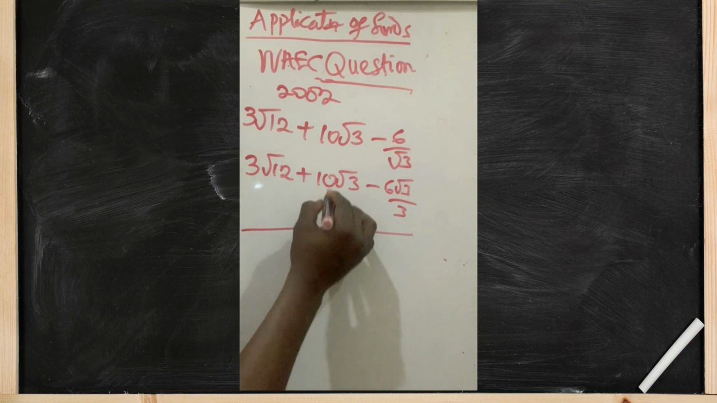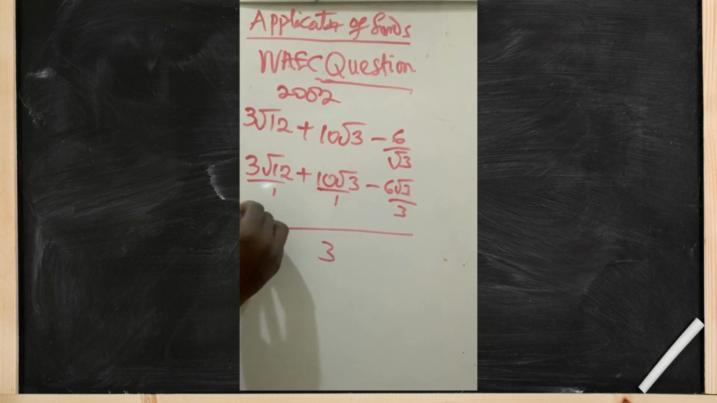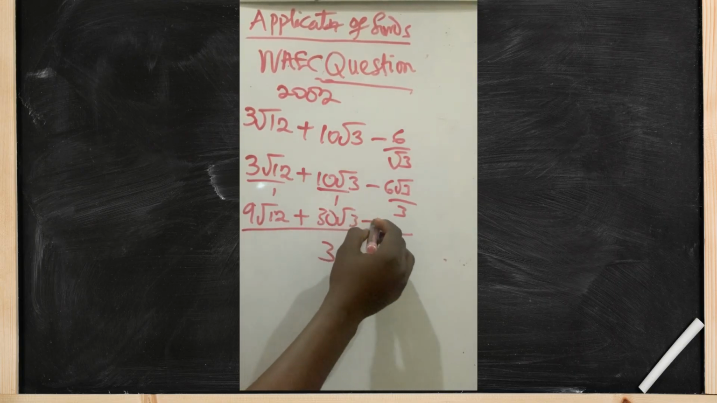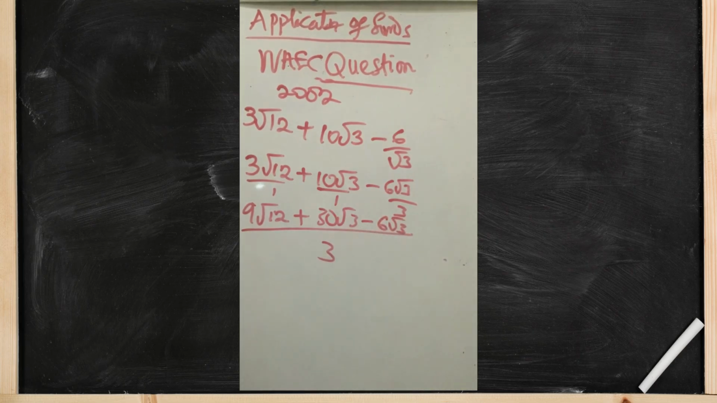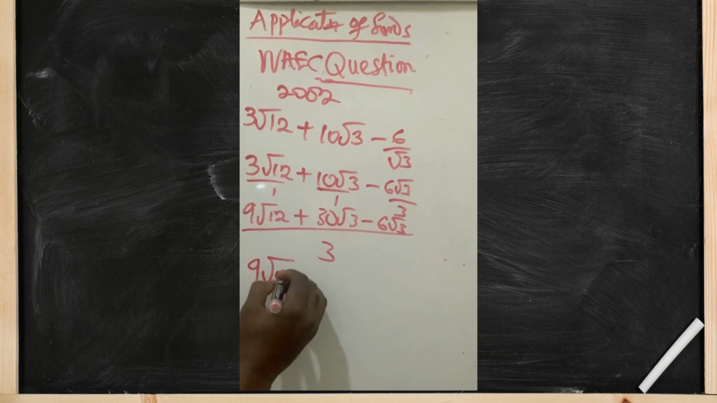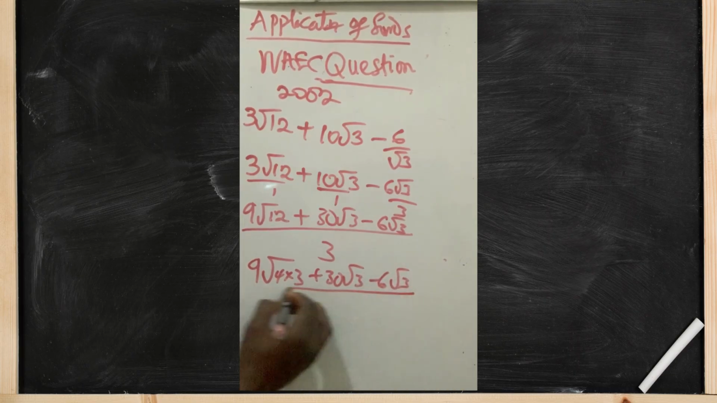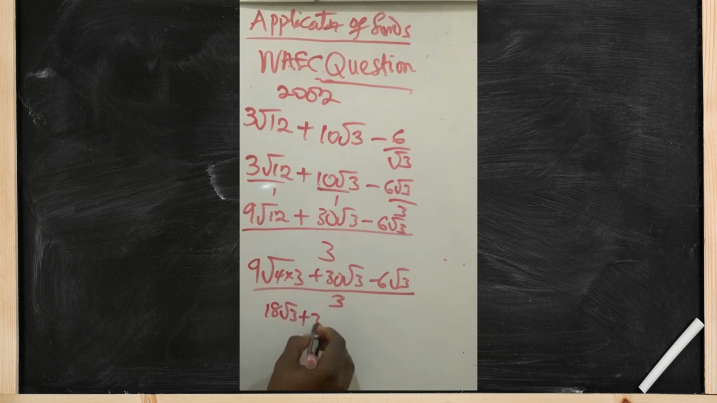At this point, you can look for the LCM. That's 9 root 12 plus 30 root 3 minus 6 root 3. So before you collect like terms, you see that this is root 12. You can still simplify it further in order for you to arrive at that. That's going to be 9 root of 4 times 3 plus 30 root 3 minus 6 root 3 divided by 3. Square root of 4 is 2. 2 times 9 is 18. 18 root 3 plus 30 root 3 minus 6 root 3 divided by 3.